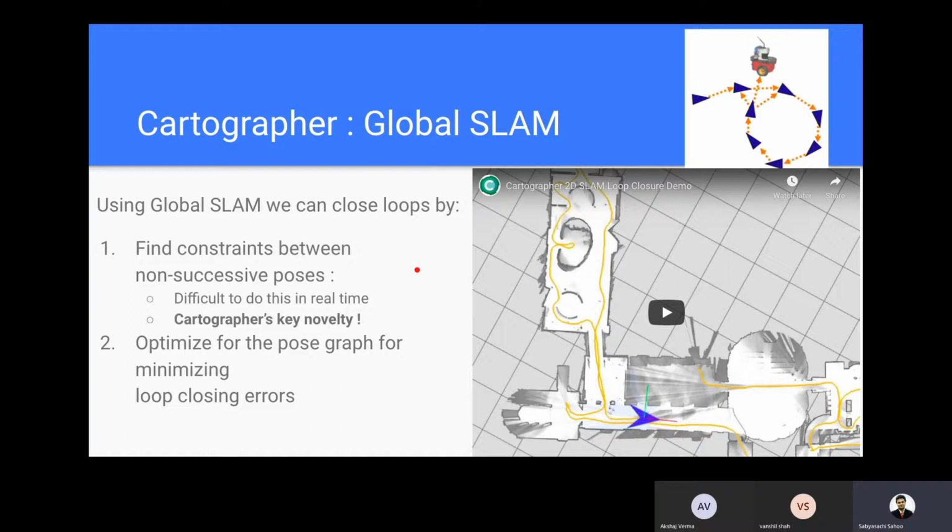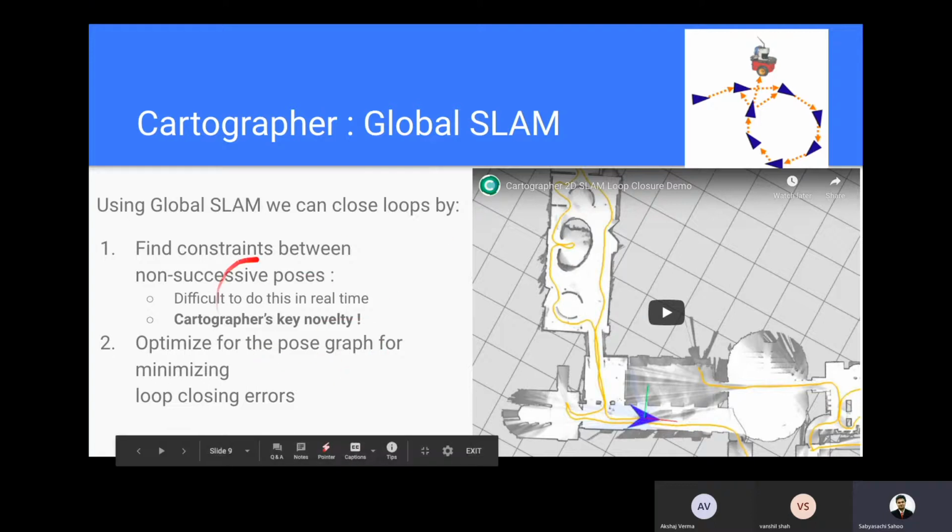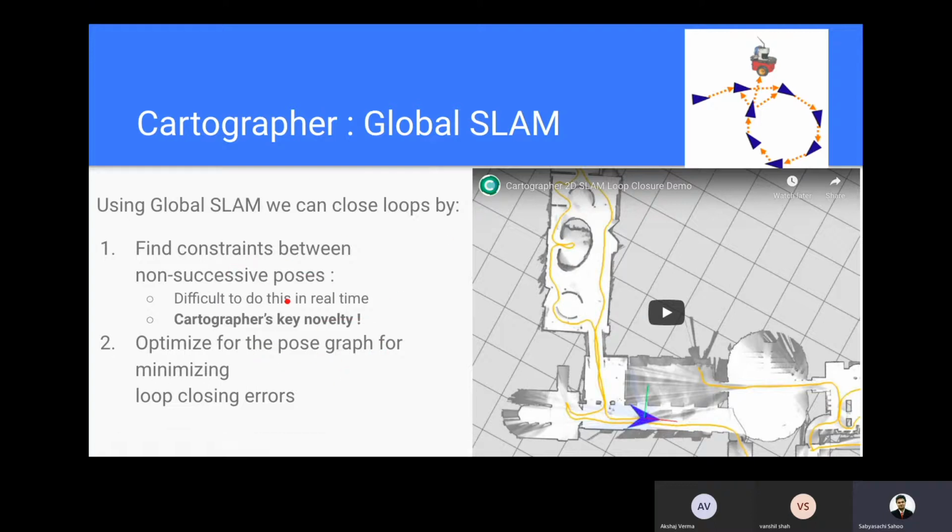So Cartographer, the key novelty is how they find these loop closing constraints. Like how do you do the scan matching efficiently, and what are the thresholds? One of the questions that was asked yesterday is what is the threshold for which we should consider scan matching? Like I said, the naive way would be to do scan matching with every previous non-successive pose.